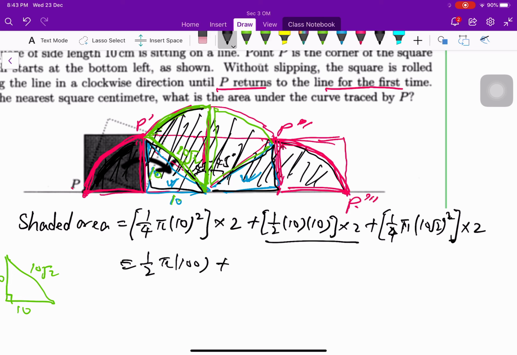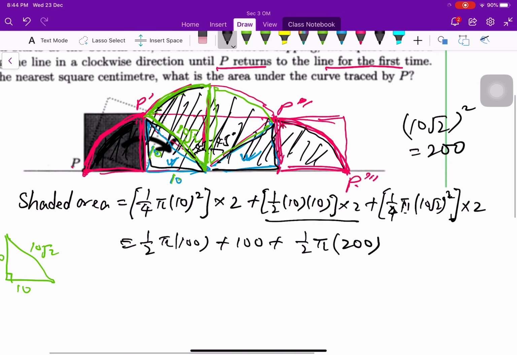And then this part here is plus 100. And then look at this part here. This is basically half, and then this part here is pi, 10 square root 2, and then you square. What do you get? Basically, you get 200. Understand? You get 200. All right. And in this case, this is 200. Right? 200.